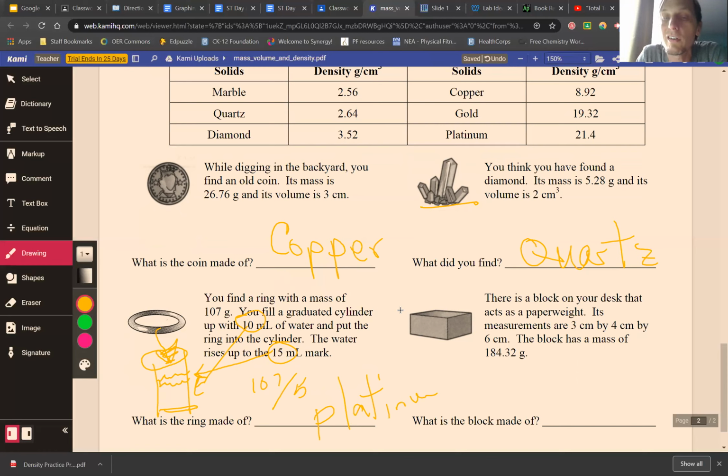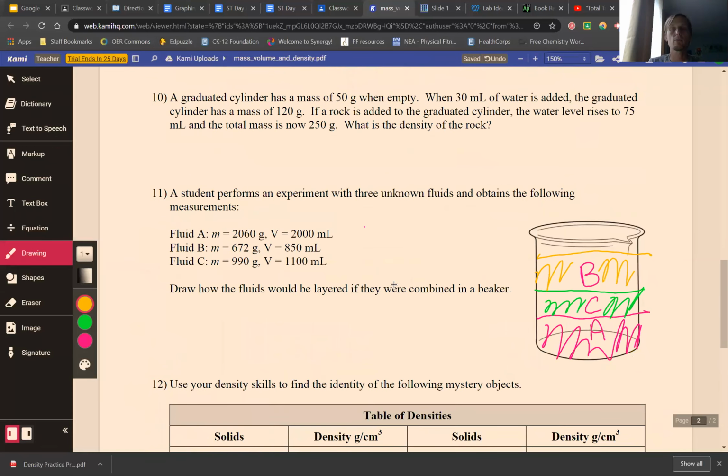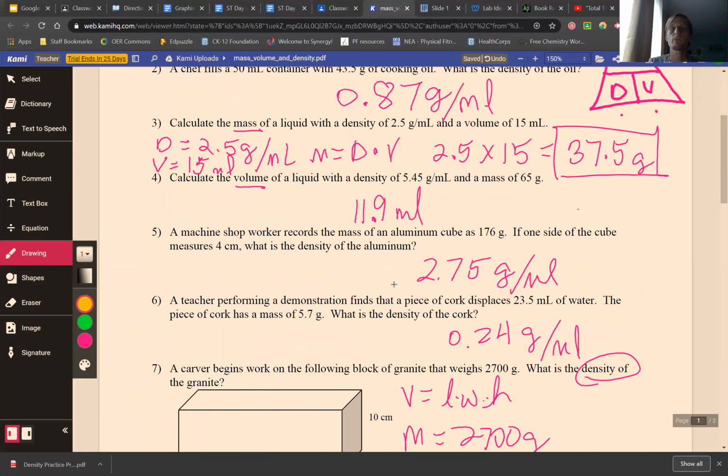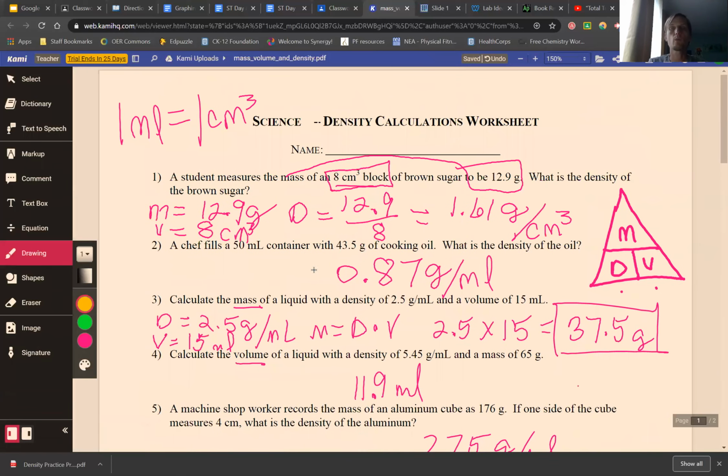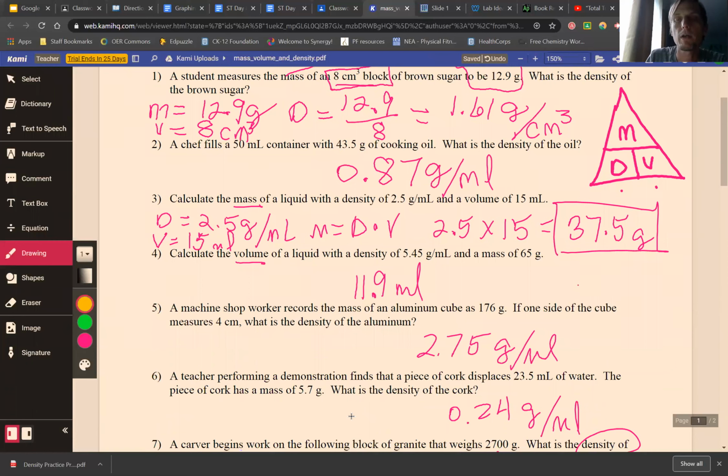Silver is a nice color. What's the block made of? Marble. There you go. So we've gone through the answers. Hopefully it makes sense. You can compare your answers now to mine. I didn't work out all of them because I still want you to work through them if you haven't. Hopefully you found you got a good amount of these correct. Nice work, guys. Nice work.